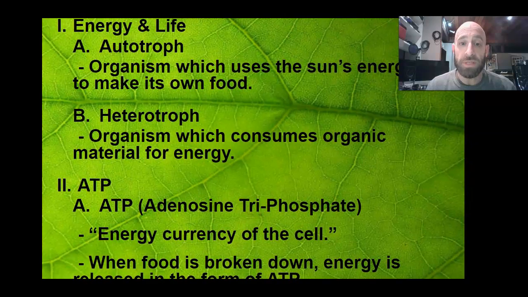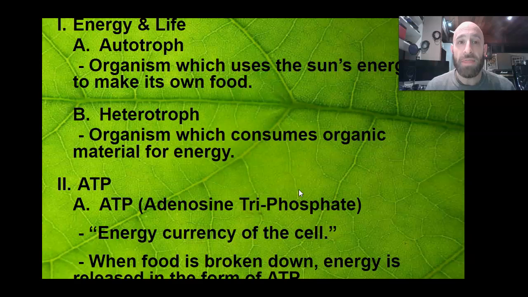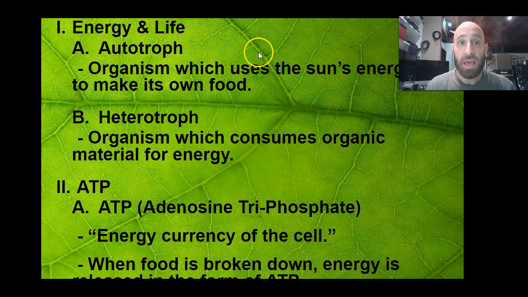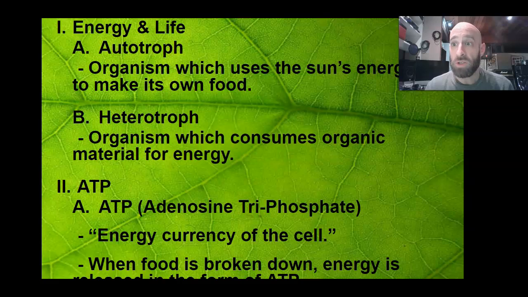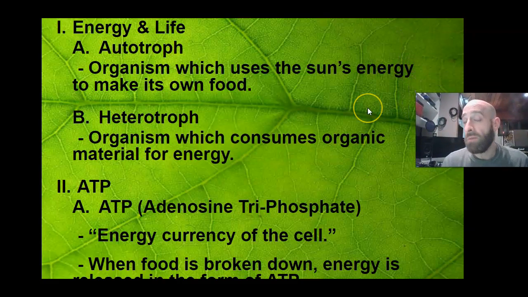In order for life to exist, we need energy. The way we get energy is either by consuming other organisms, or some organisms are able to make their own energy, meaning they can make their own food, right? So let's take a look at the two possibilities. Something can be an autotroph or a heterotroph. An autotroph is an organism that's able to make its own food by using the energy from the sun. They absorb the energy from the sun, and then through chemical processes in the cells, they can convert molecules into sugar, and then they can use that sugar for energy.